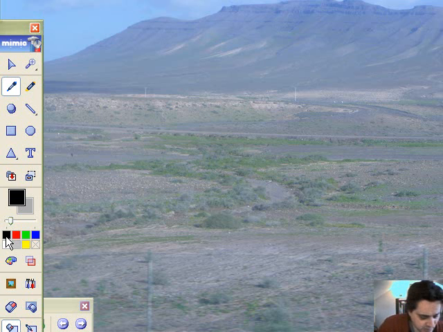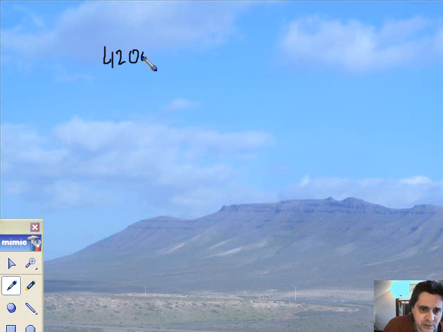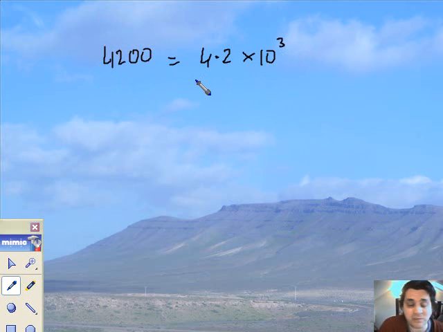Now, it says question 1: write the following ordinary numbers into standard index form. So standard form. Here we go. 4200. That means 4.2 times 10 to the power of 3. I'm essentially multiplying by 1,000, that's what I'm doing, and 1,000 is 10 to the power of 3. It's in this unit because we're playing with powers still. And that's one example there.